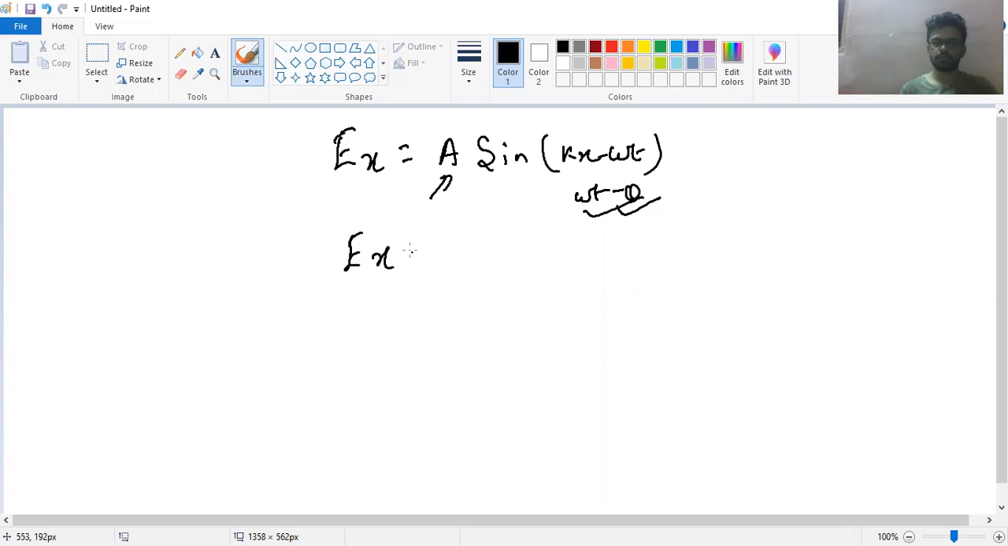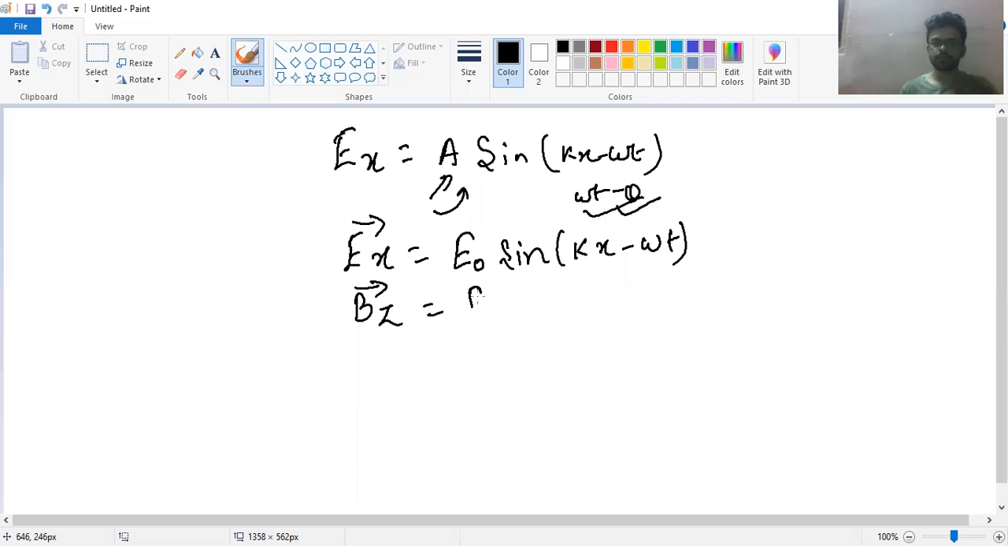By looking at the form of writing a wave, we are writing the equation of the electric wave as E naught into sine of kx minus omega t, right? And similarly, we are writing the equation of the magnetic field. So the magnetic field equation will be written as B naught into sine of kx minus omega t, right?